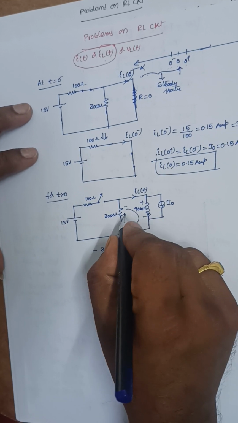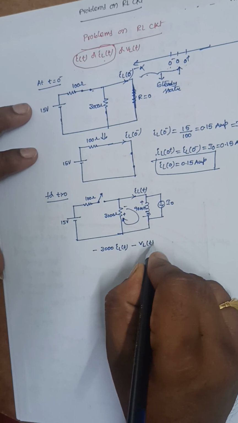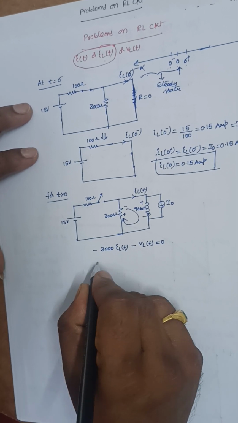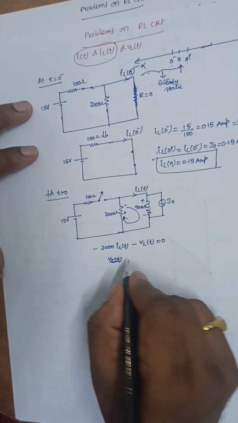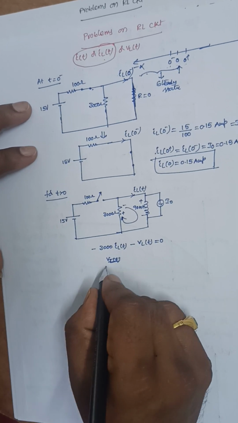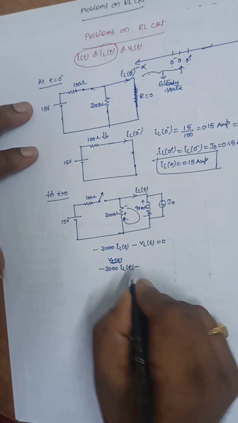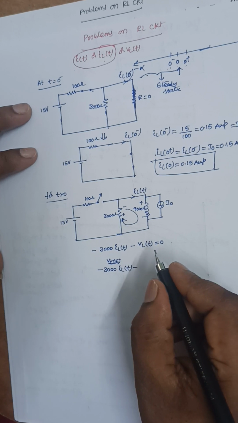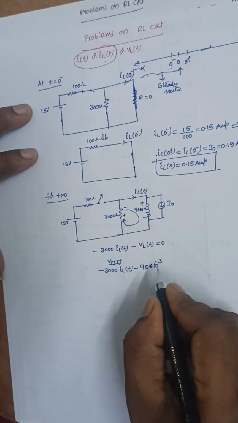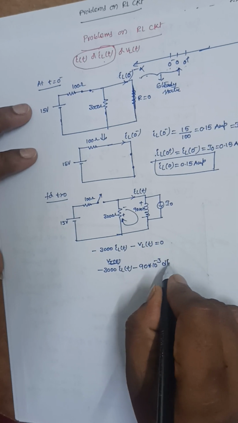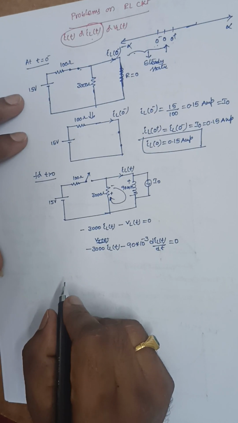It is minus, it is also minus VL of t equal to 0. What is the value of VL of t? Minus 3000 into IL of t minus L into dIL of t by dt. L value is 90 into 10 power minus 3 into dIL of t by dt is equal to 0.